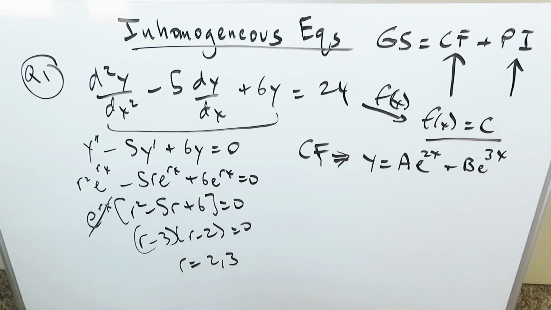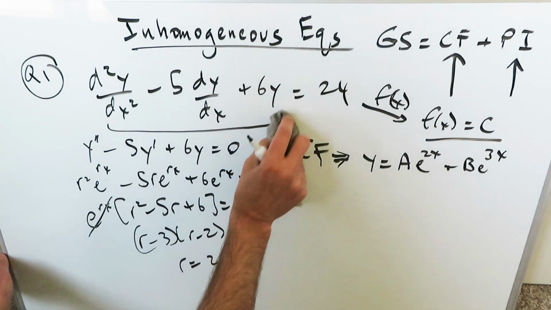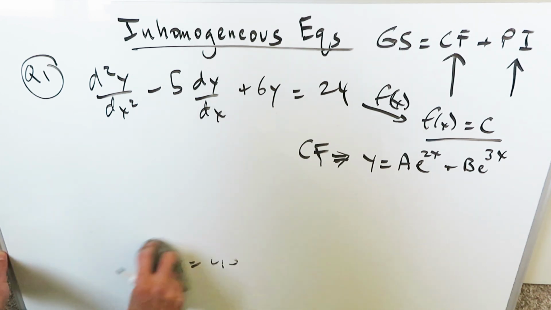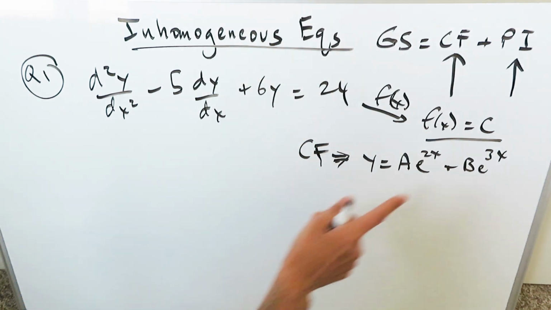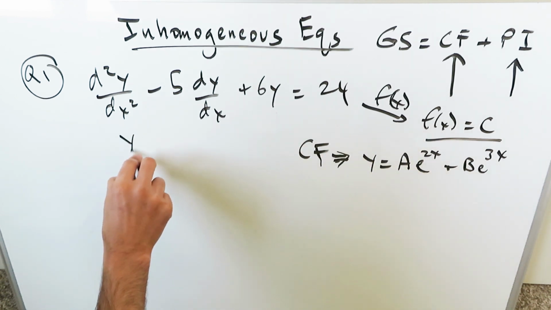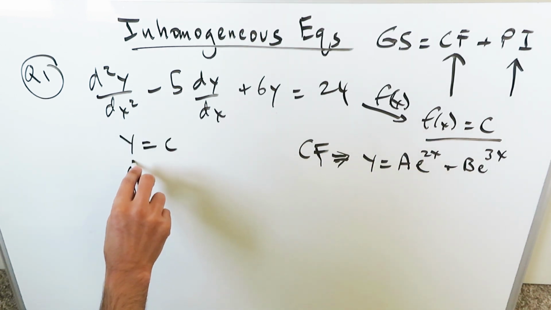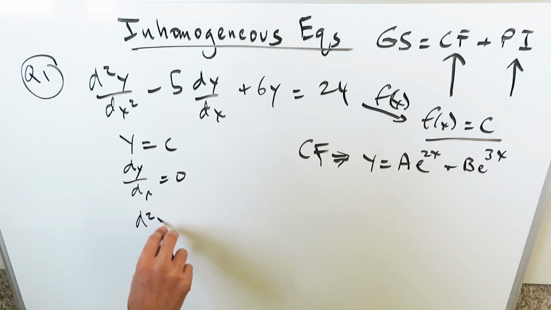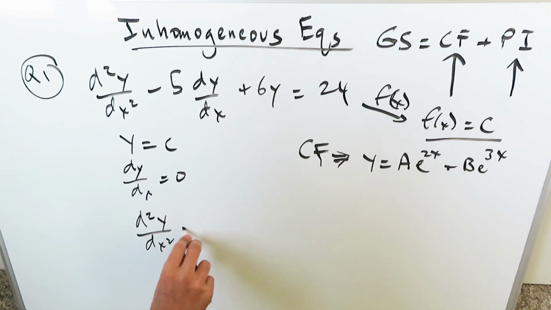We have to focus now on the particular integral. For the particular integral, we now focus only on the function part, f of x. Here f of x is equal to 24. Now this is what I'm looking at. F of x is equal to c, and you know f of x is synonymous with y is equal to c. Then my first order derivative dy over dx is equal to 0. My second order derivative d squared y over dx squared is equal to 0.